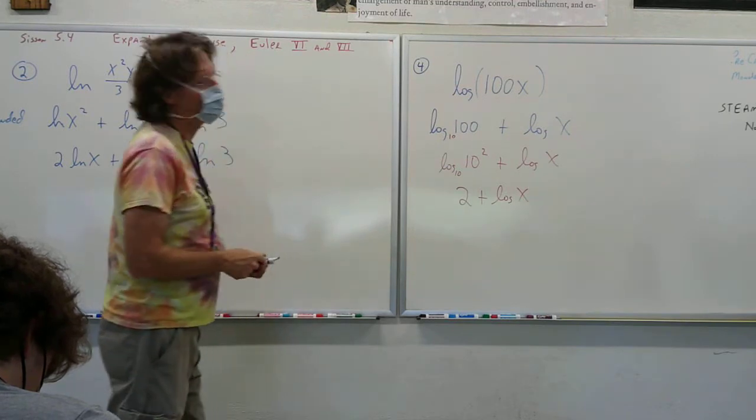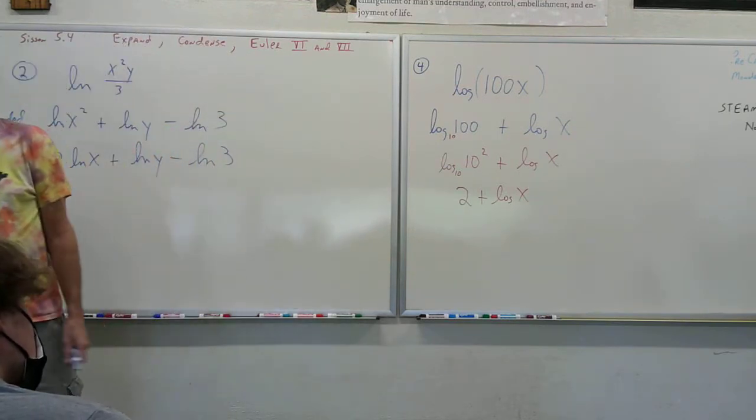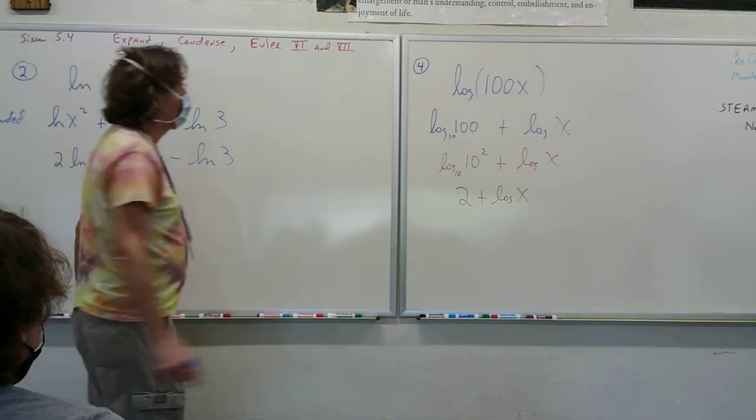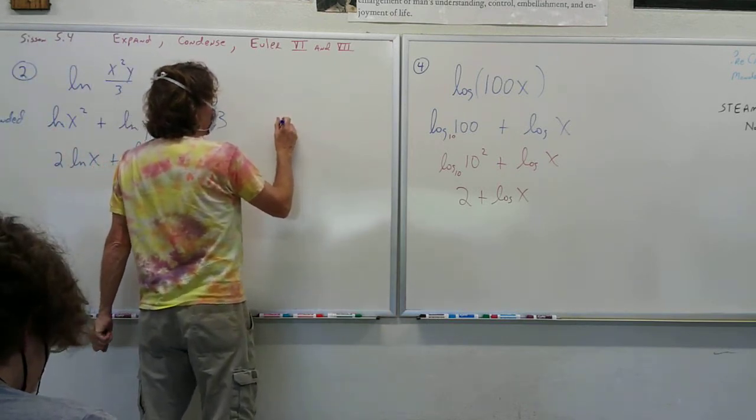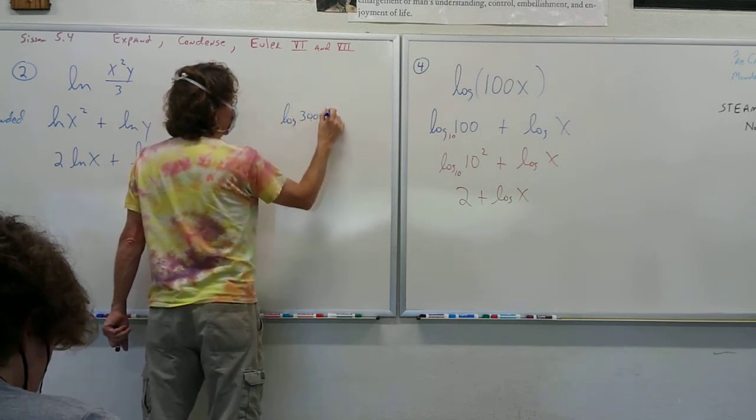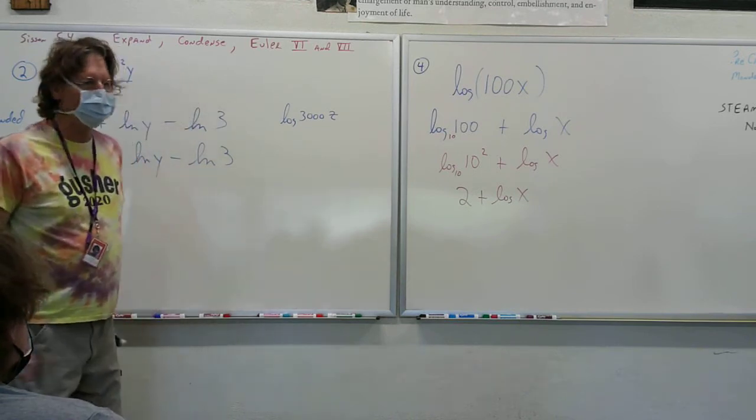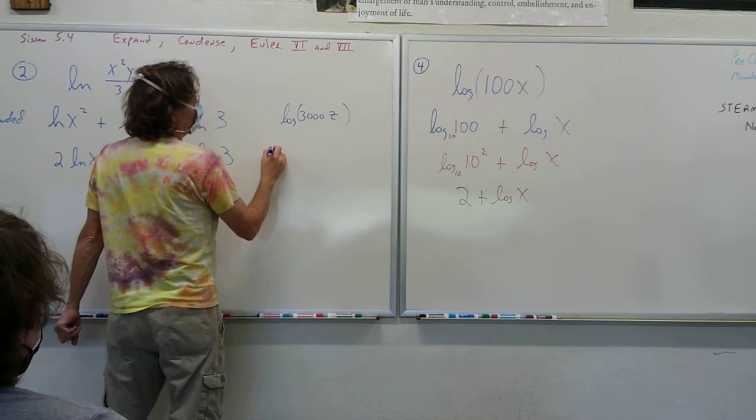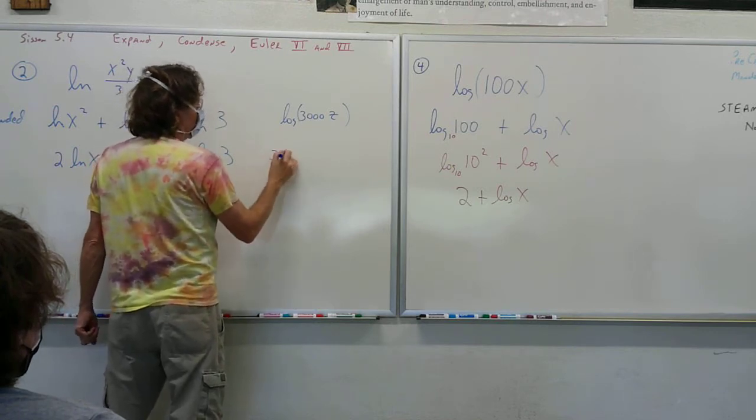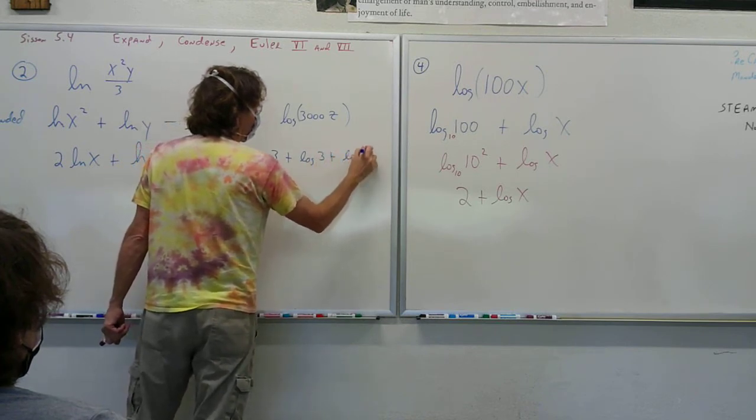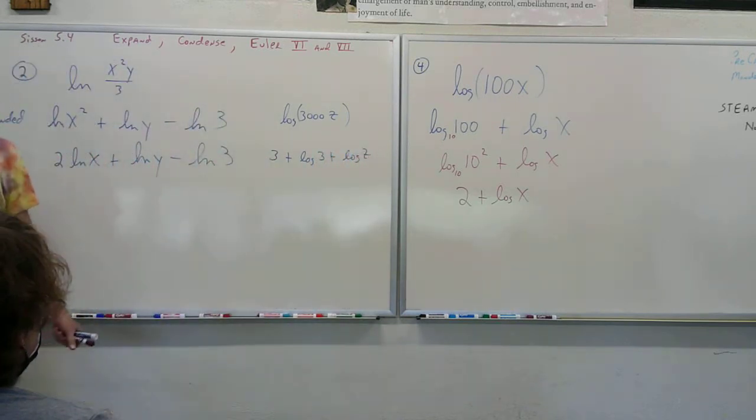And this one drives kids nuts in science classes because they're using base 10 all the time, and your teacher writes log 3000z. And then all of a sudden, your teacher writes 3 plus log z. And they don't write any steps in between. They just write that.